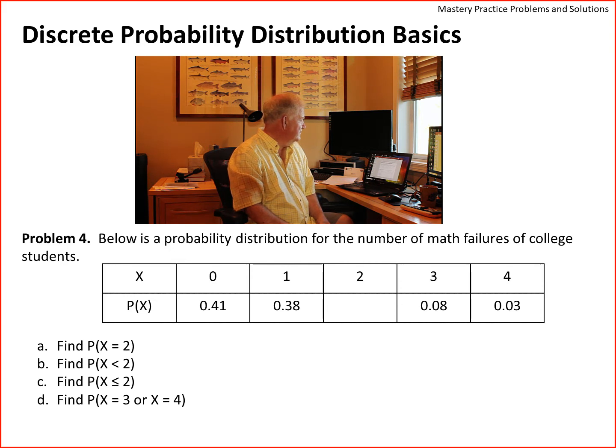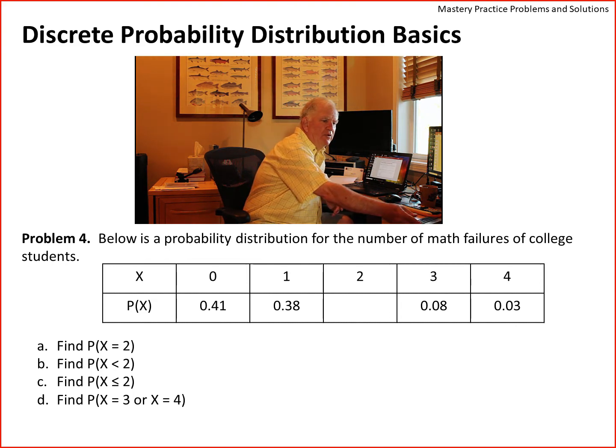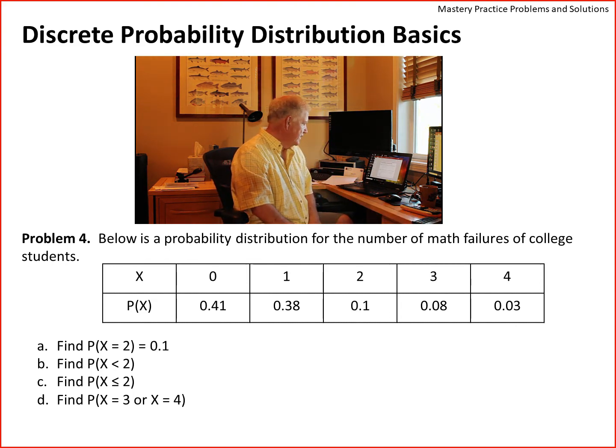The first question says find the probability that goes in the missing box. Find p of x equals 2. So all I've got to do is add up all of these guys. Right now I'm adding 0.41 to 0.38 to 0.08. I would have done this in my head, but it's just too early. 0.03 plus, I get 0.9, which means x equals 2 has got to be equal to 0.1 so that they all add up to 1.